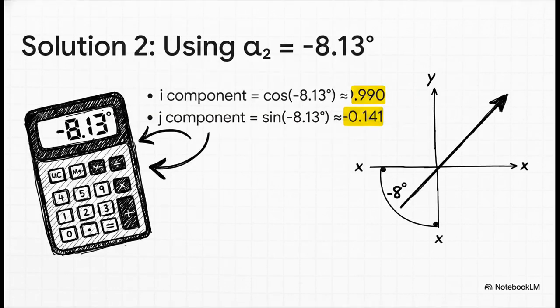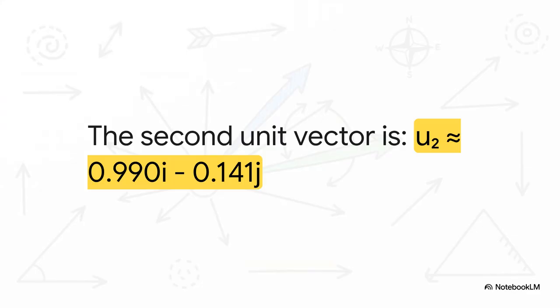Now we just rinse and repeat. We do the exact same process for our second angle, negative 8.13 degrees. The cosine of that gives us the i component, about 0.990, and the sine gives us the j component. And notice, this time it's a negative value, about negative 0.141. And that gives us our second and final solution. The unit vector, u2, is about 0.990i minus 0.141j. And with that, our vector quest is complete. We found both answers.